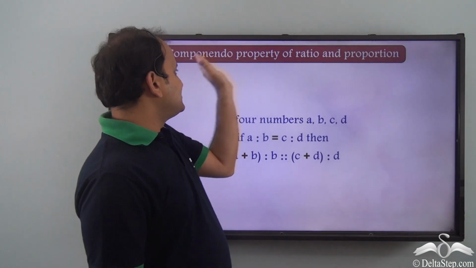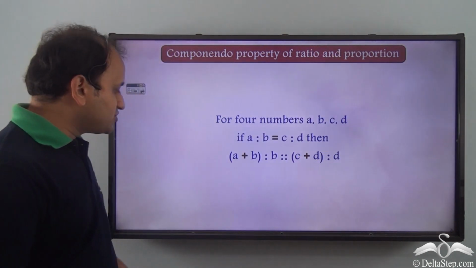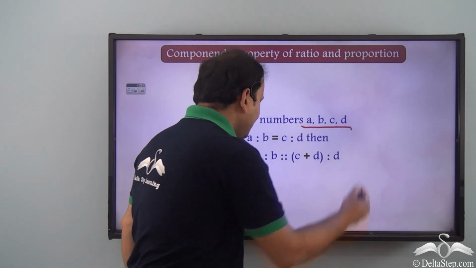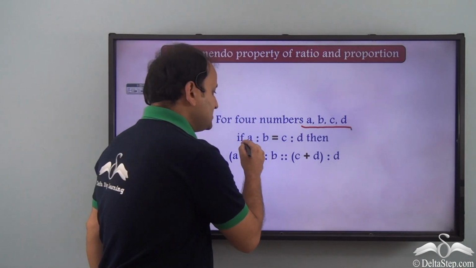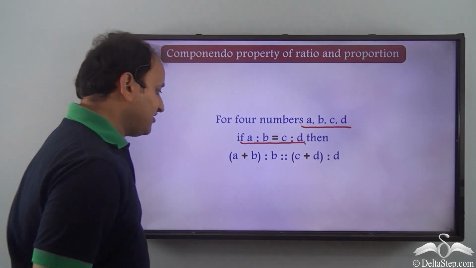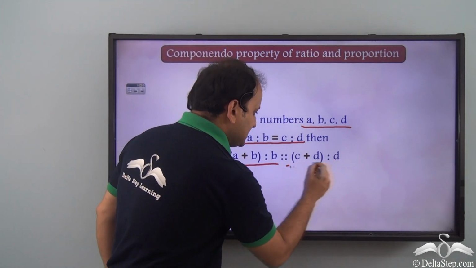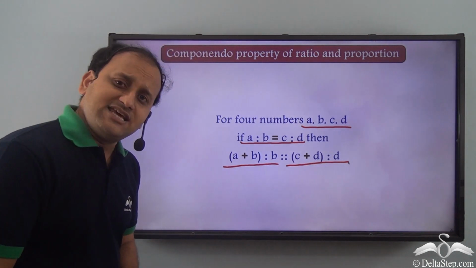So what is componendo property of ratio and proportion? For 4 numbers A, B, C, D, if A is to B is equal to C is to D, then we can write A plus B is to B is proportional to C plus D is to D.